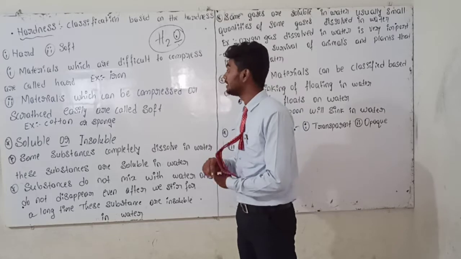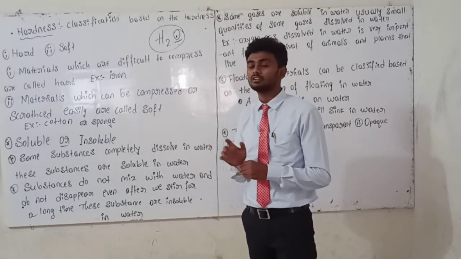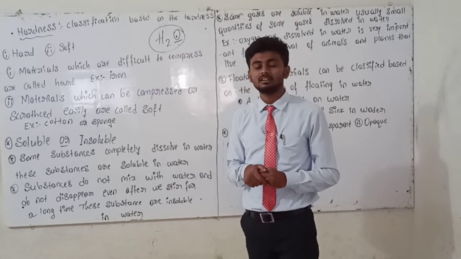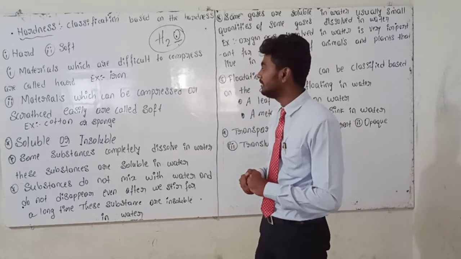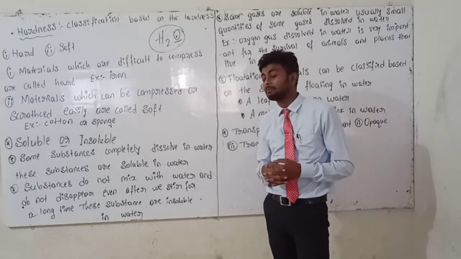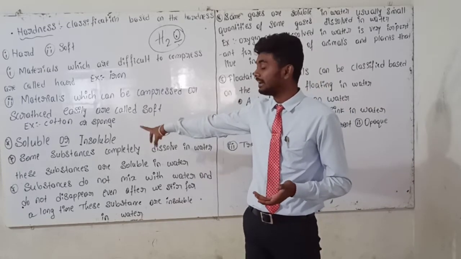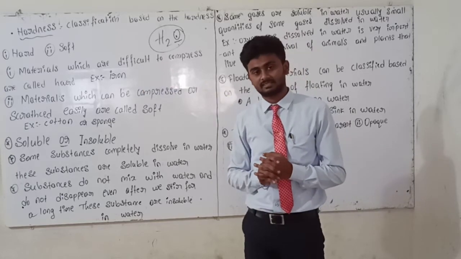You can see the iron piece and the stones are insoluble materials. But the salt and sugar are soluble materials. Understand? So this type we are grouped. We separate the materials based on soluble and insoluble characters as well as hard and soft characters.